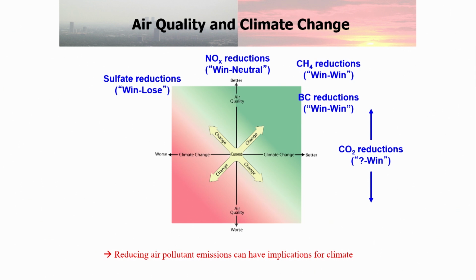Let's take black carbon on the other hand, win-win. Methane reductions, also win-win. So methane is a strong climate forcer, stronger than CO2. It also is a precursor to ozone. So removing that CH4, you're going to remove a lot of that ozone. And so that's another air quality co-benefit. What about CO2 reductions? So CO2 reductions, obviously a win for climate. A little bit unclear about if it's a win for air quality.